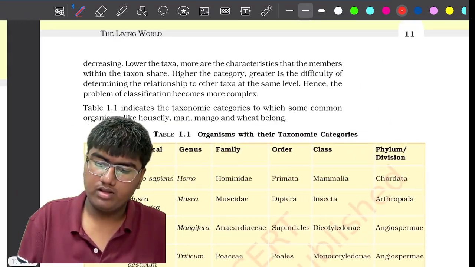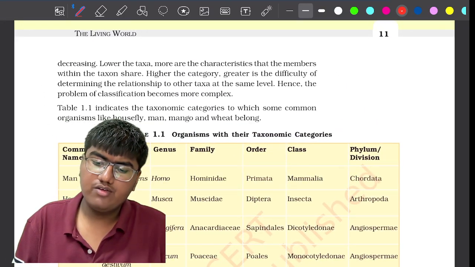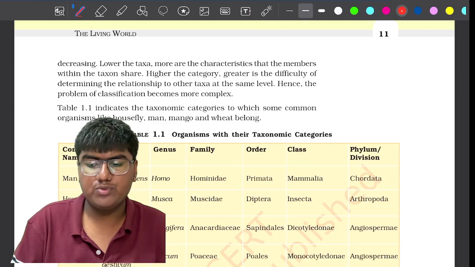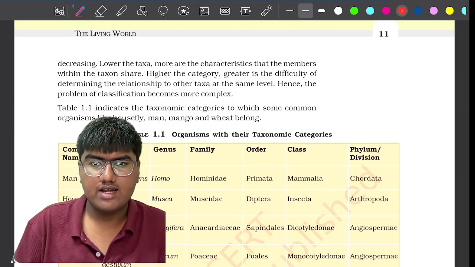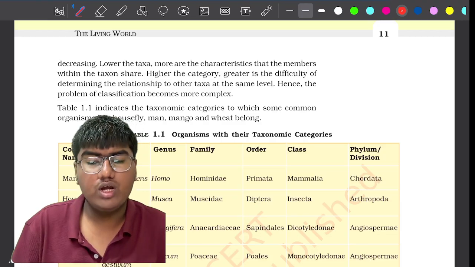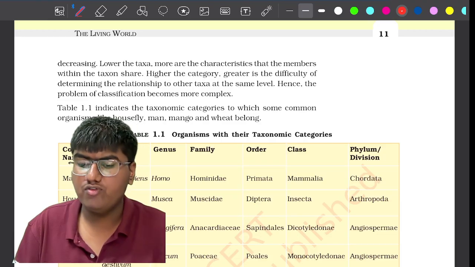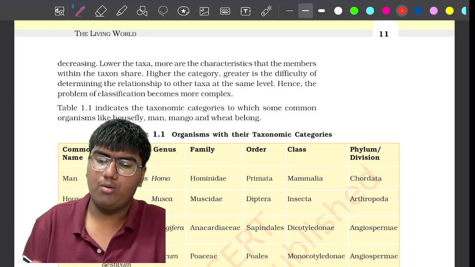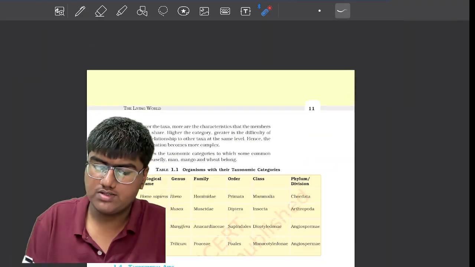Next, the higher the category grade, the more difficult it is to determine the relationship to each other of taxa at the same level. So it becomes difficult to compare the relationship. The problem of classification becomes more complex. So it becomes again complex here.